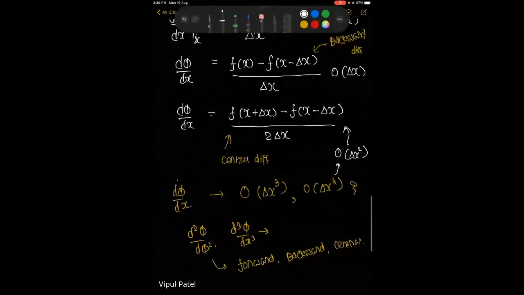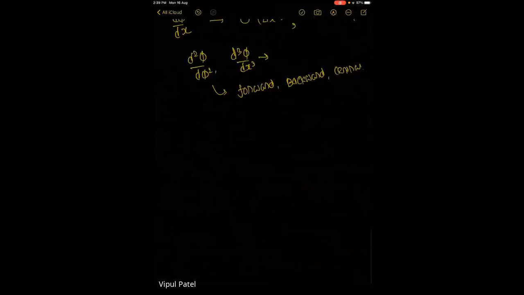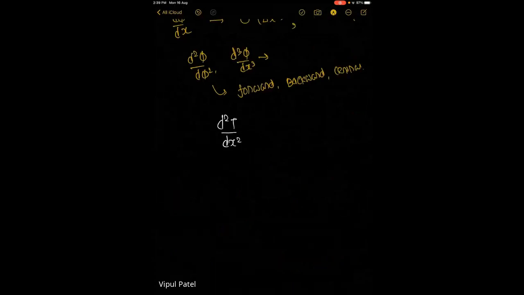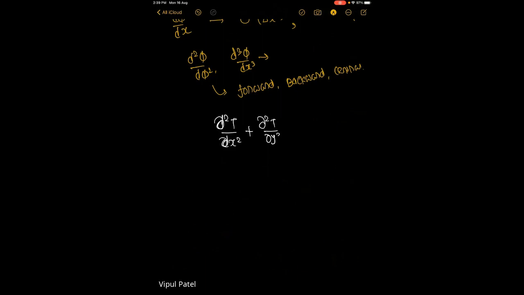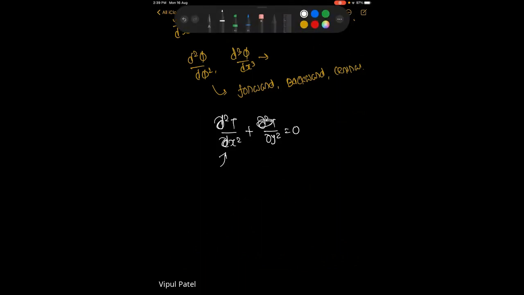For example, if you are interested in solving a two-dimensional heat conduction problem, you have the terms del square T by del x square plus del square T by del y square equal to 0. So here you would come across second order derivative terms. We are not going to separately define terminology for del square T by del x square and del square T by del y square, but let us focus on only one of the second order derivatives, say del square T by del x square, or in that formulation f double prime x.